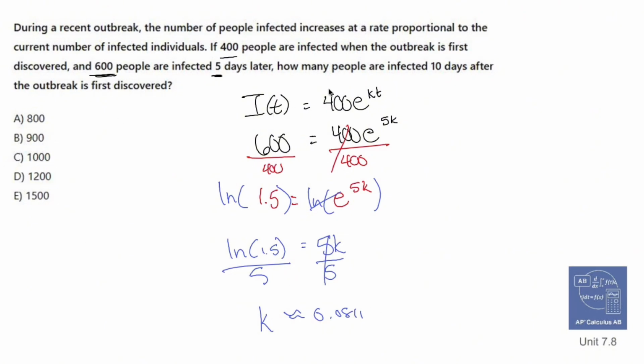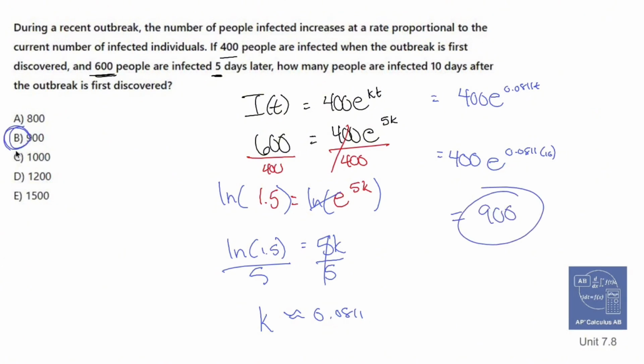Now that we know that, we can go back to the equation up here and change it to 400 e to the 0.0811 t. Now I care about 10 days later. So this is just me throwing stuff into a calculator: 400 e to the 0.0811 times 10 is going to be 900, give or take, which is going to be B. Infections, aren't they the best?